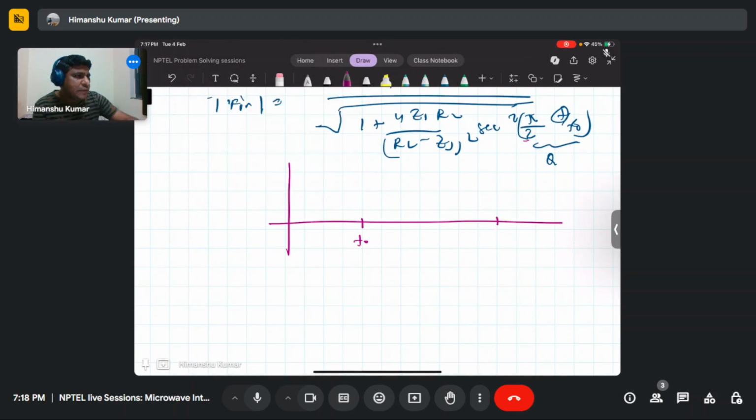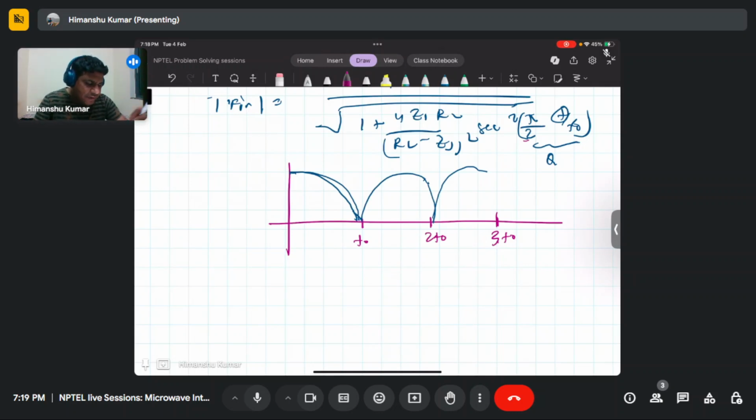So this is f naught, this is 2 f naught, and this is 3 f naught. So similarly you can write this. If you plot this function, at f equals f naught the reflection coefficient will be minimum, it will be 0, and then it will be maximum, and it will follow similarly like this.